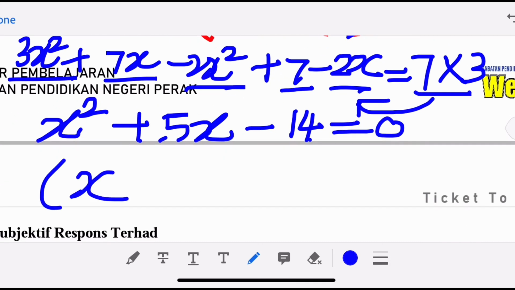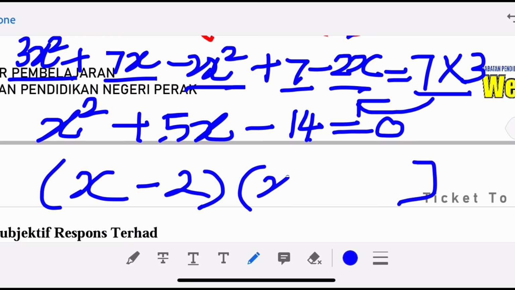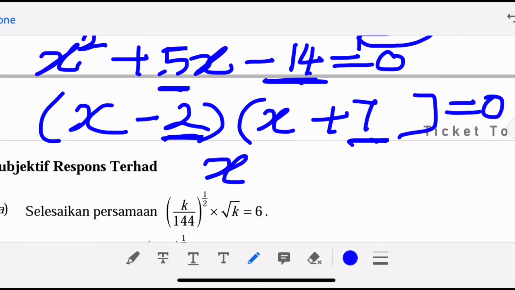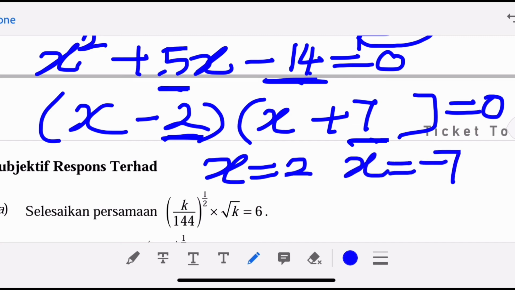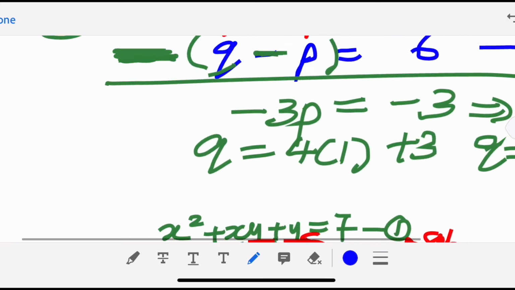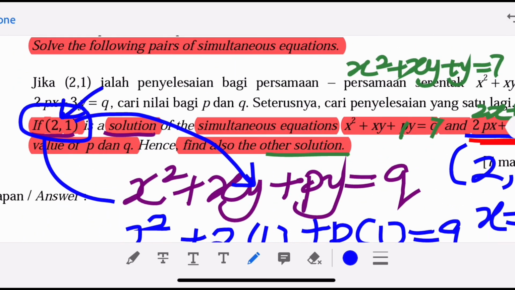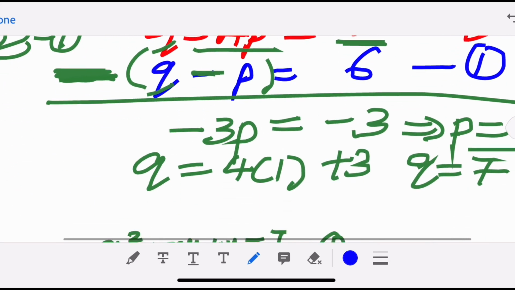So then we factorize. I want to get 5, so I take minus 2 plus 7. These 2 multiply to get negative 14, and these 2 added give plus 5 here, equal to 0. So hence x is equal to 2, x is equal to negative 7. But the 2 is given here, so this solution was given.